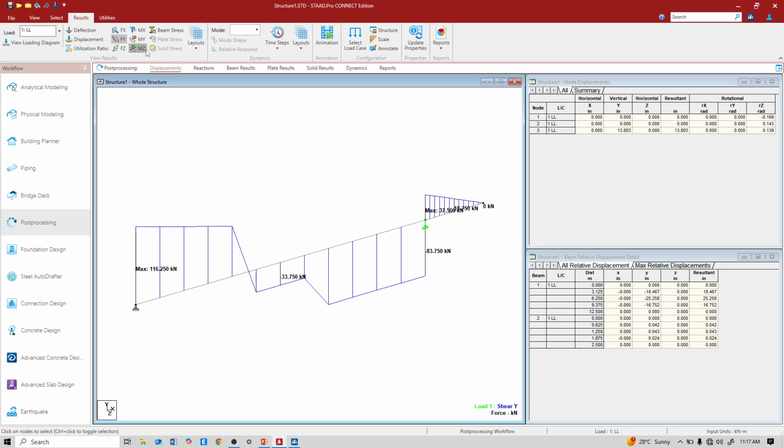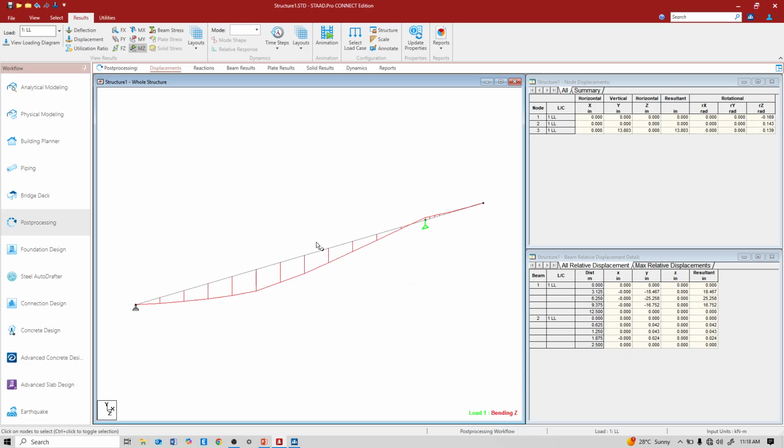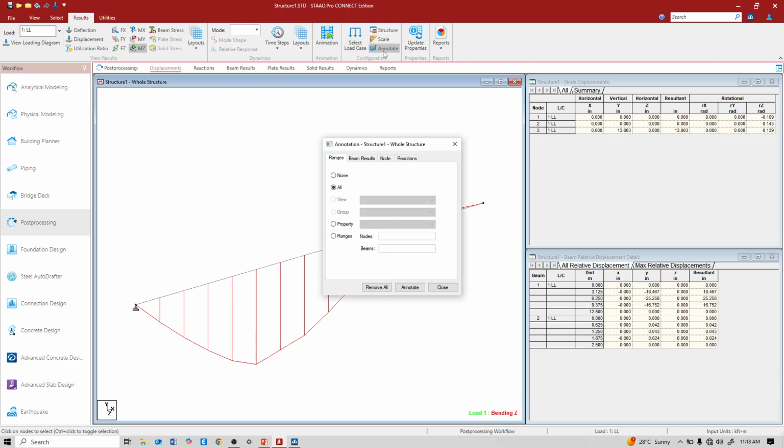Now see moment. STAAD shows hogging moment as positive and sagging moment as negative. And in our manual calculation, positive moment is sagging and negative moment is hogging. So this STAAD Pro moment is inverted compared to our manual calculation moment, but the values are similar. Only the signs are different.